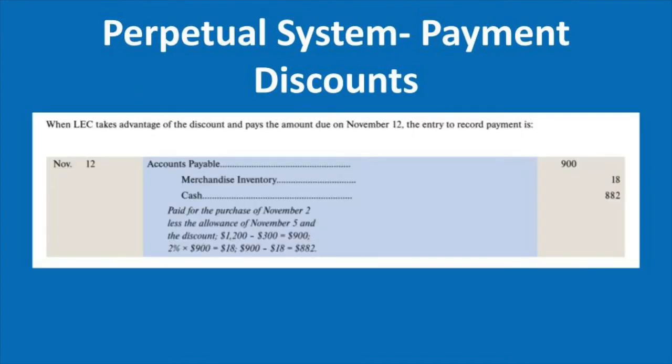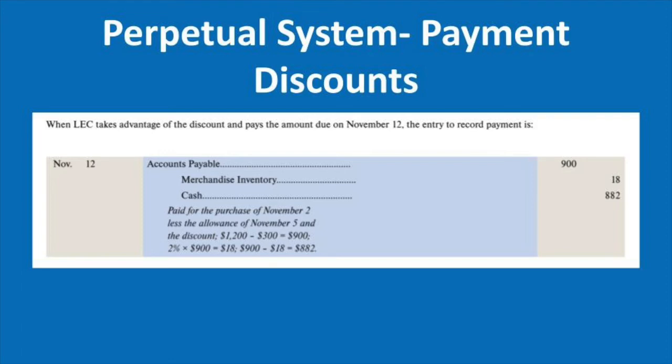So let's see how we can record this if we take advantage of the merchandise discount. In this case, the accounts payable would be reflected at $900. The merchandise inventory would be reduced by $18, and the cash would be reduced by $882. So effectively, we're paying our bill. The bill was for $900, so the accounts payable is debited by $900.